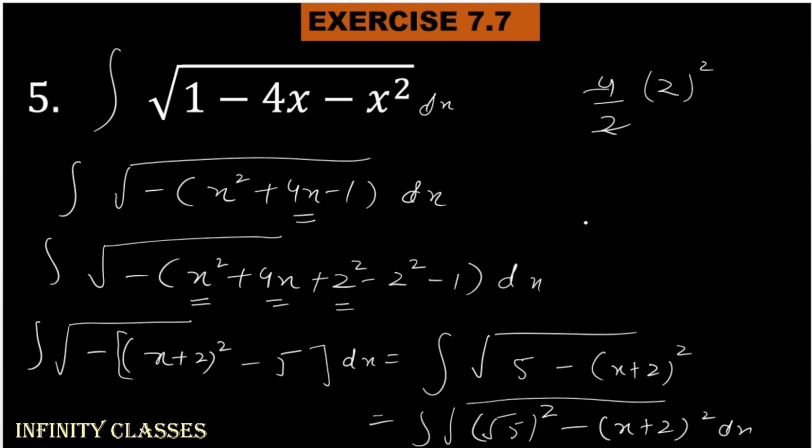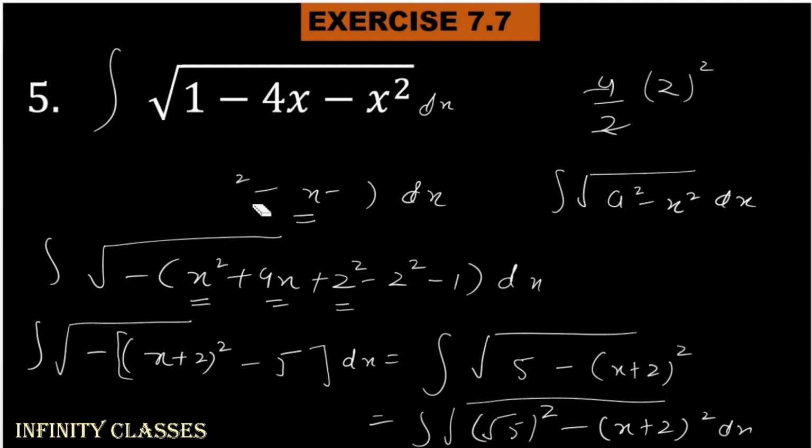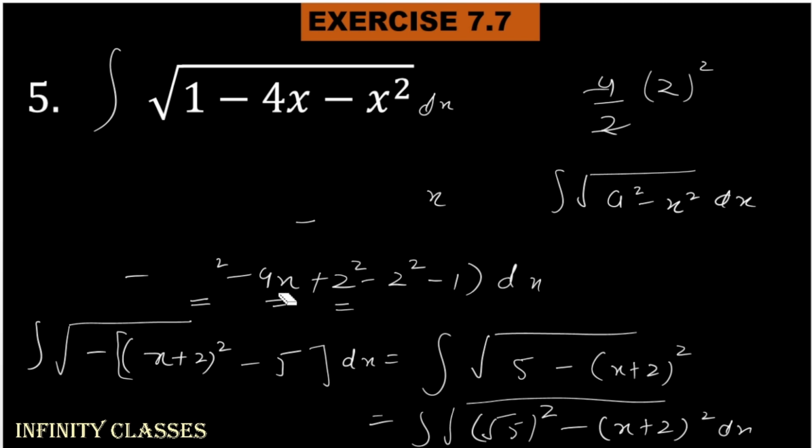Now this is the standard form of integration of root a square minus x square dx. So we have this formula, which we have derived. So we will directly replace a with root 5, and x with x plus 2.